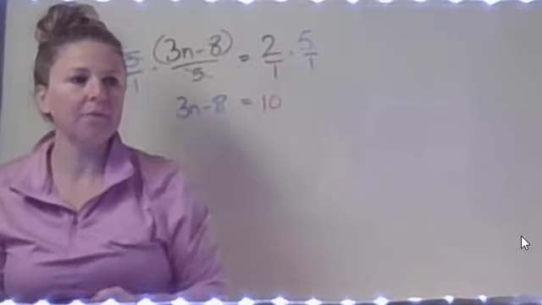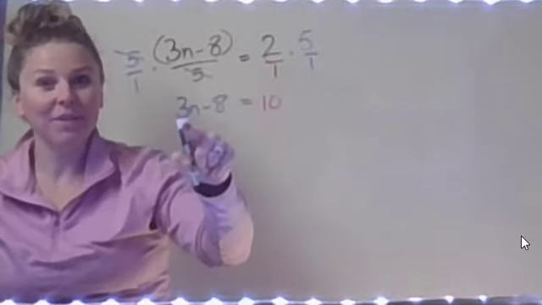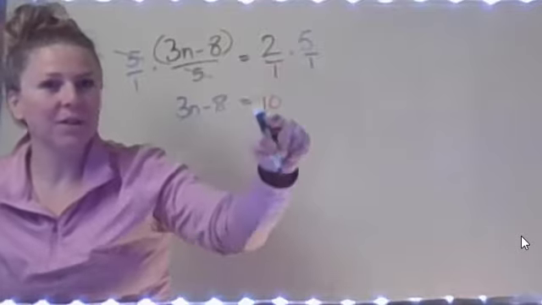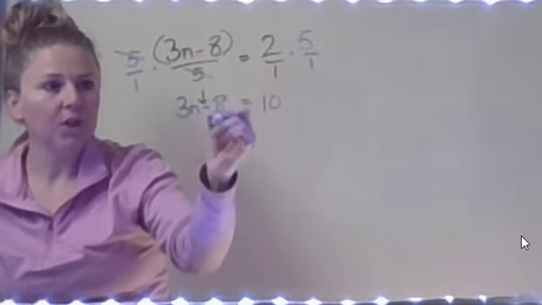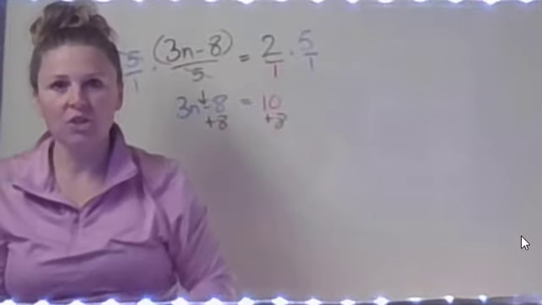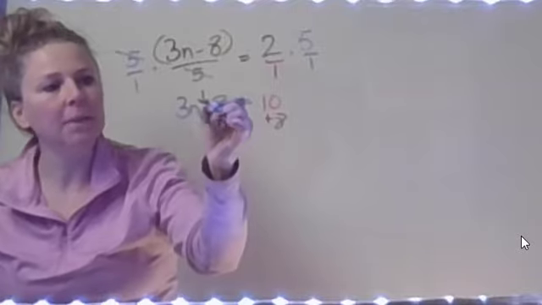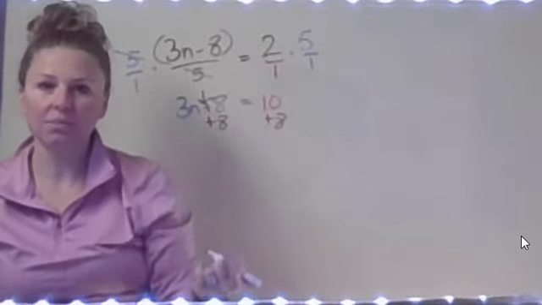Okay, so 3n minus 8. You want that n to be alone. This time the letter's on the left. That makes me happy. You're going to move the numbers to the right. So we're going to move the minus 8. That's very important. You need to add 8. If you're losing the negatives, if that's tricky for you, every time you see a minus, make it plus a negative. Minus is the same thing as plus a negative.